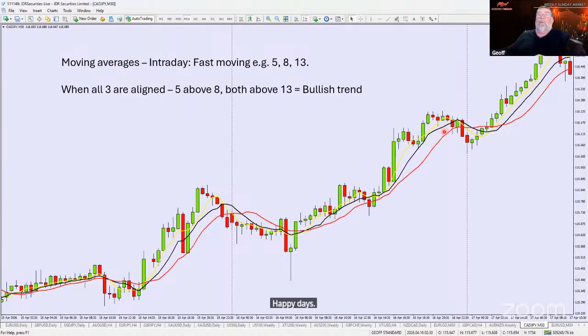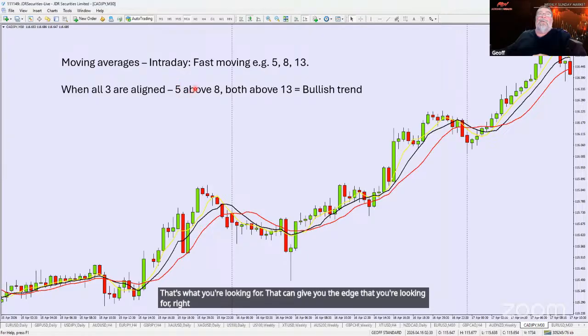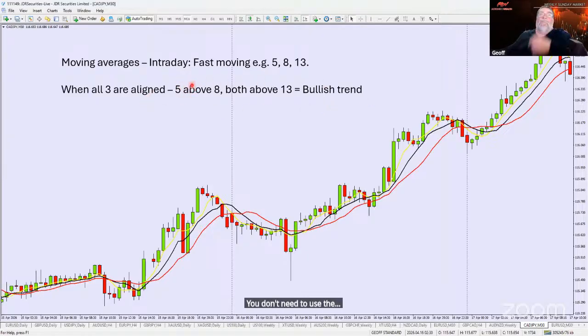That's what you're looking for. That can give you the edge that you're looking for, right? This is just what I've got on the chart right now. It doesn't mean they are the Bible. That doesn't mean they're the key to the kingdom. Make the moving average fit the chart. That would be my advice.